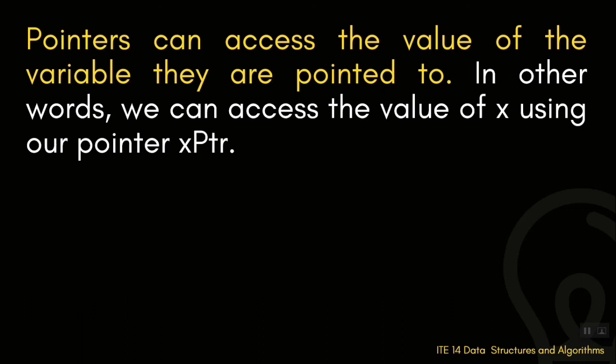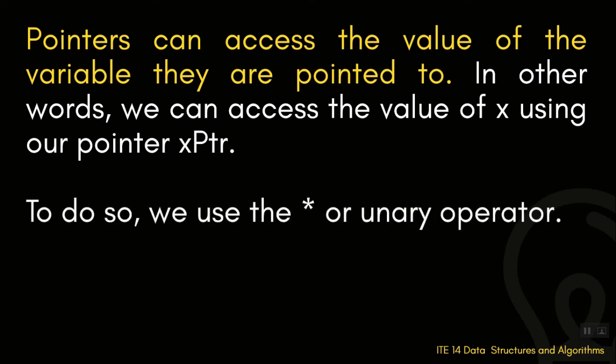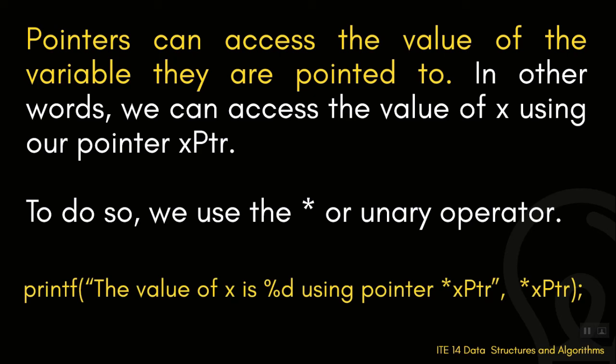Pointers can access the value of the variable they are pointing to. In other words, we can access the value of x using our pointer xPtr. To do so, we use the asterisk or unary operator. Printf, the value of x is %d using pointer xPtr. And then we have to write the unary operator and the pointer variable name, *xPtr. This will output the value of x.